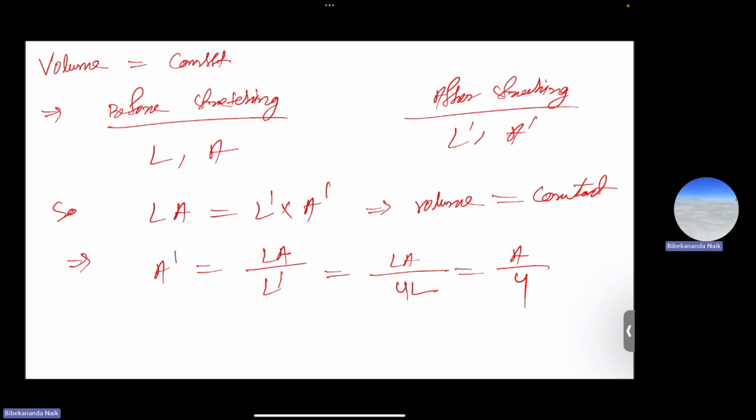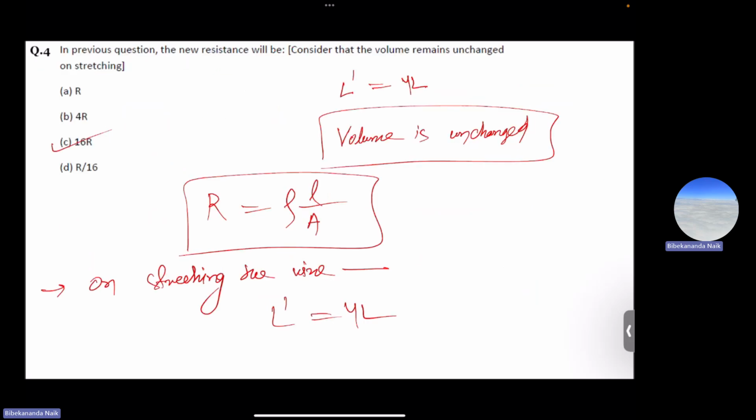And if you see the options, option C will be the correct one. So when I am stretching the length of the wire, the new resistance that we are getting is 16 times that of the old resistance.